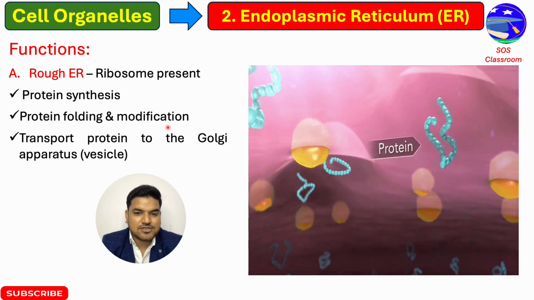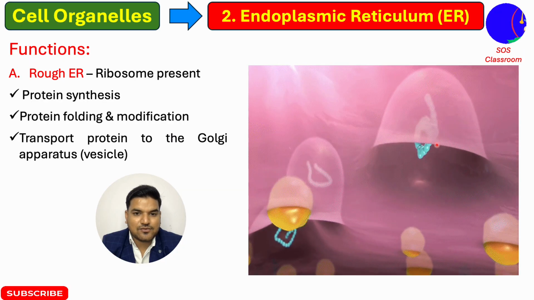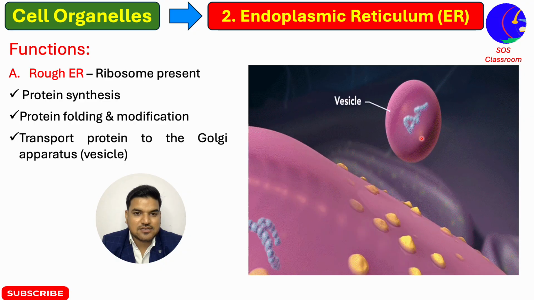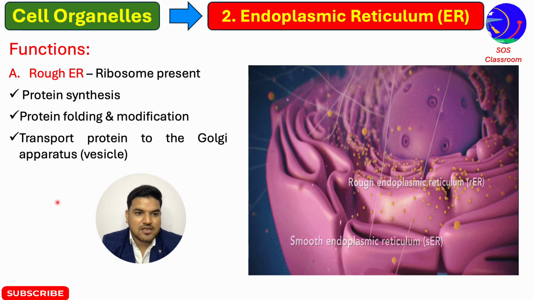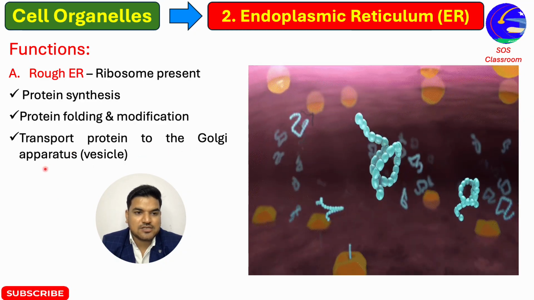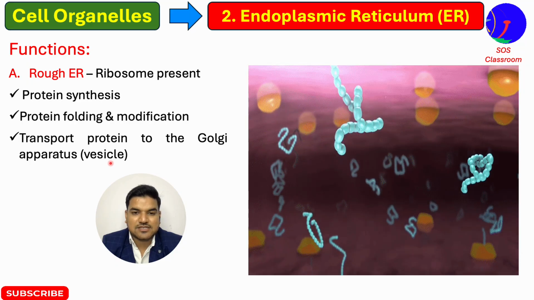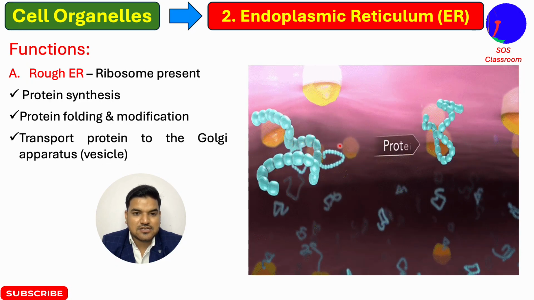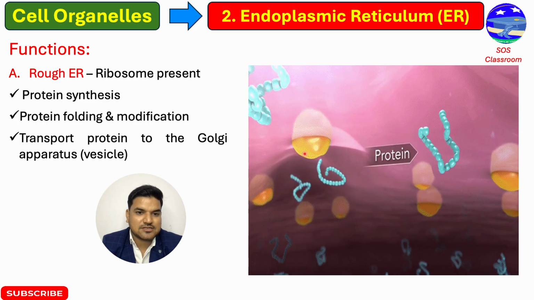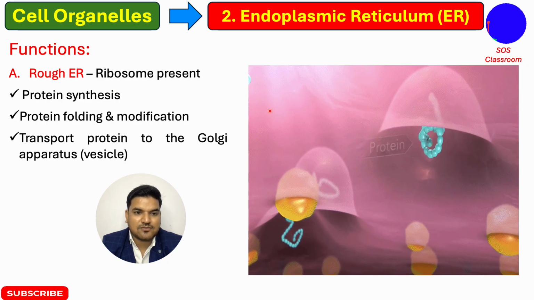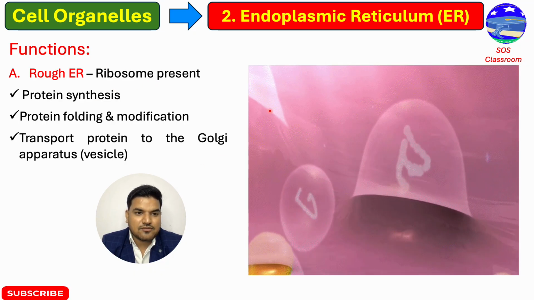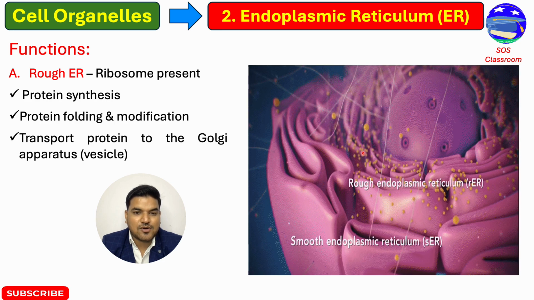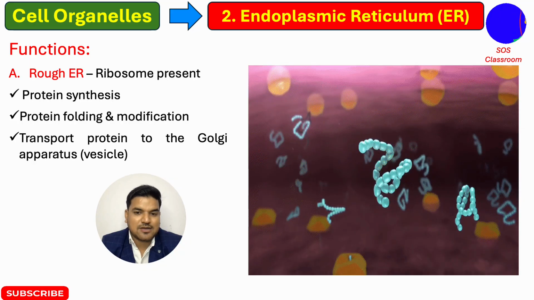Protein folding and modification. You can see this is the protein folding and modification, circled by the vesicles, and transport of protein to the Golgi apparatus in the form of vesicles. So this protein in the form of vesicles is transferred to the Golgi apparatus. So this is the function of the rough ER: formation or modification of the protein and transfer of the protein in the form of vesicles to the Golgi apparatus.